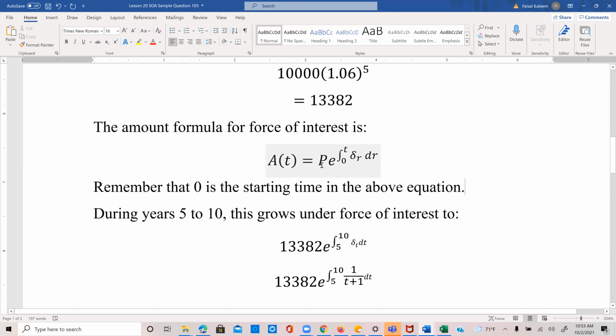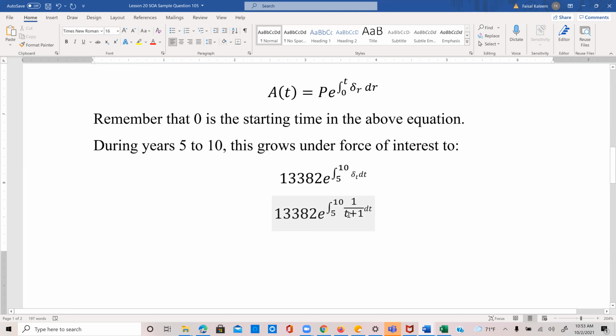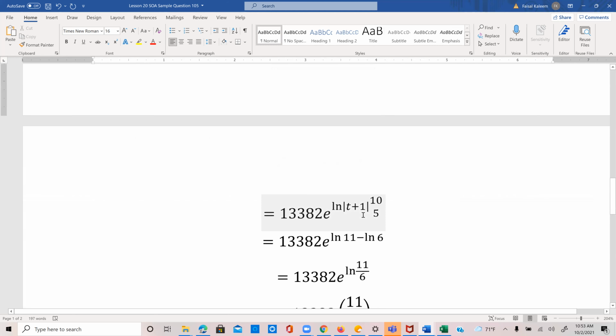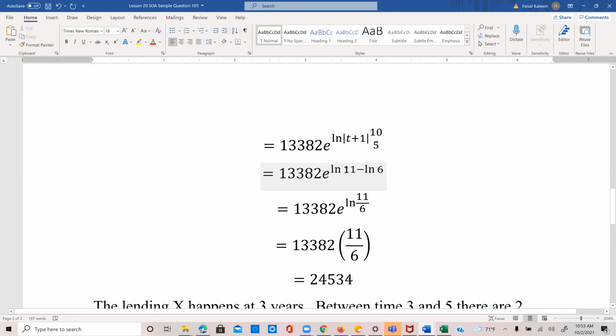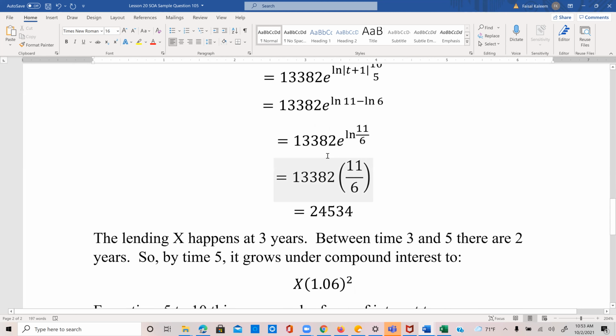And this P should also be read as the amount when the force of interest starts kicking in. Usually it's the principal at time 0, but in this case, it's the amount at time 5. So the force of interest is 1 over t plus 1, and this integrates to ln of t plus 1 from 5 to 10. So when you substitute, 10 plus 1 is 11, so ln 11 minus ln 6. By log property, ln A minus ln B is ln 11 by 6, and now the e and the ln cancel out. And so you have 13,382 times 11 by 6, which is 24,534.